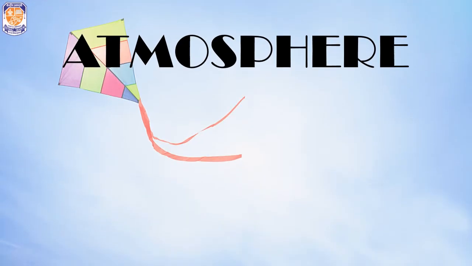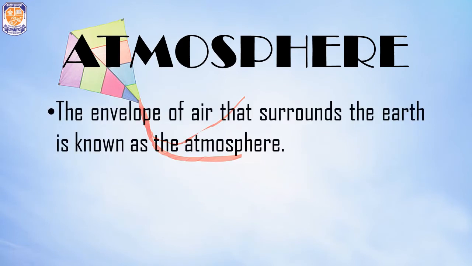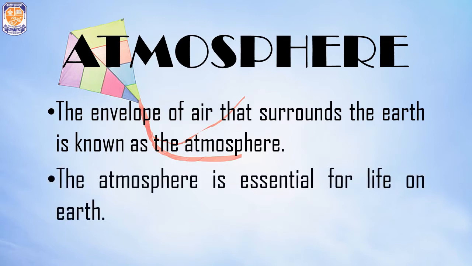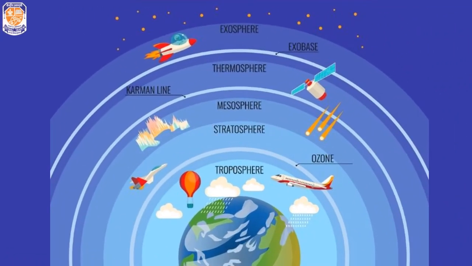Our Earth has a blanket of air, or an envelope of air, that surrounds it all the time. This atmosphere is essential for supporting life on Earth, and all the other planets lack atmosphere, which makes it very difficult for life to be supported on other planets. Our Earth's atmosphere is divided into various layers.